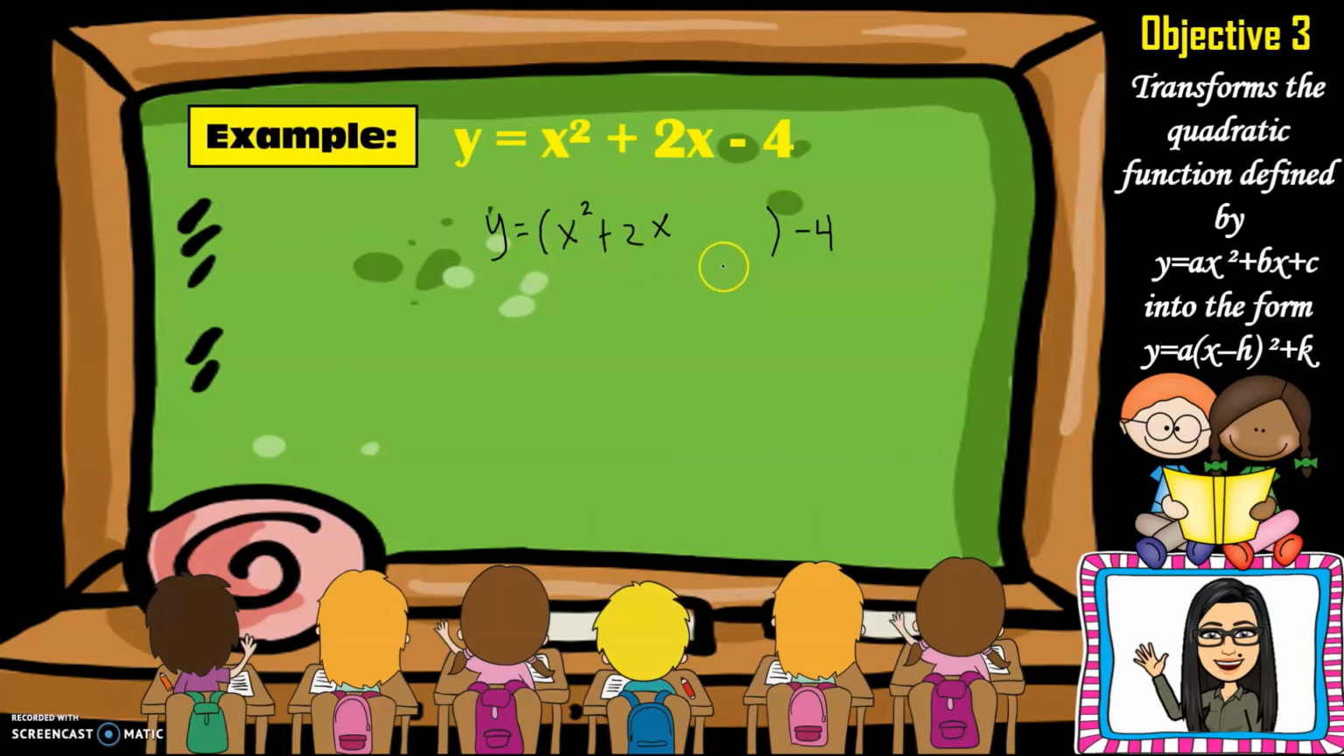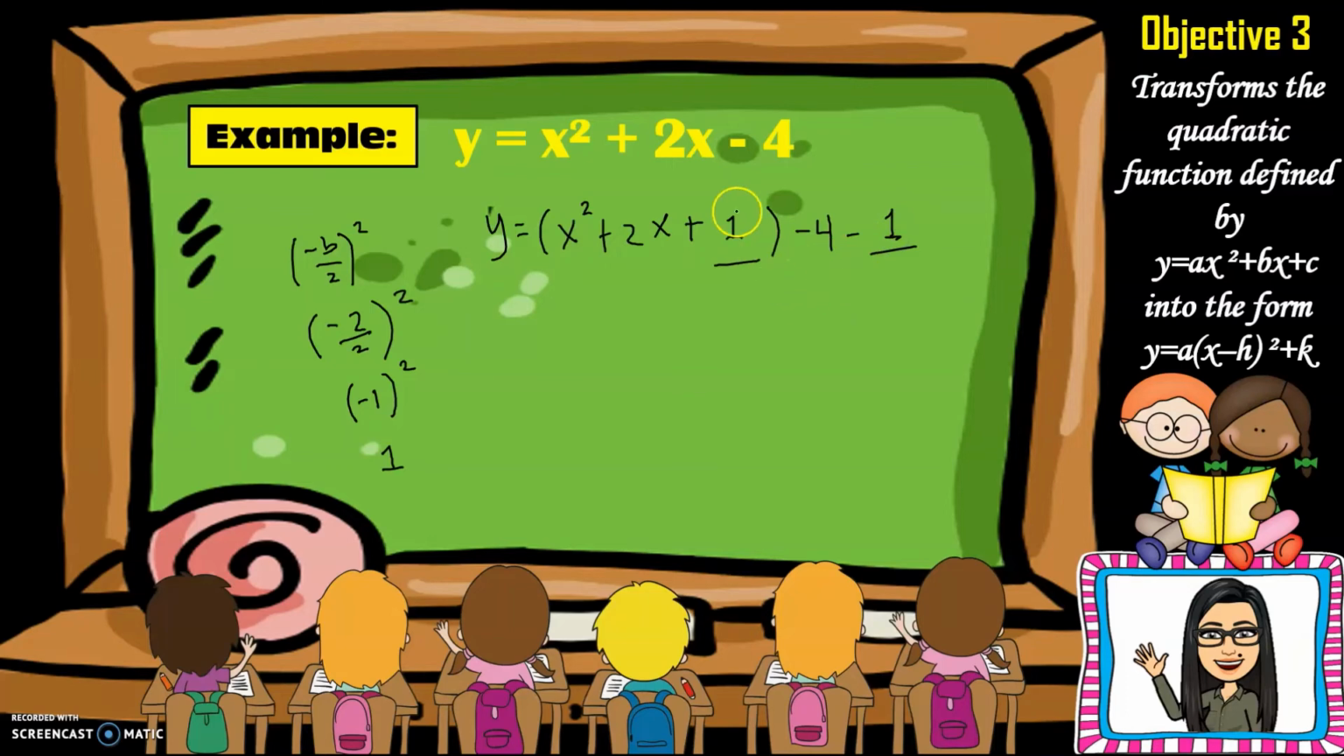And that is, gagawin natin 'tong perfect square trinomial. How? By adding the value of negative b over 2 squared dito and subtracting naman dito. Nakuha? So, what is the value of our b in the given function? That is positive 2. So, substitute. b is positive 2 over 2 squared. So, negative 2 divided by 2 is negative 1 squared. And that is positive 1. So, therefore, i-add natin dito is positive 1 at isasubtract natin dito is also positive 1.